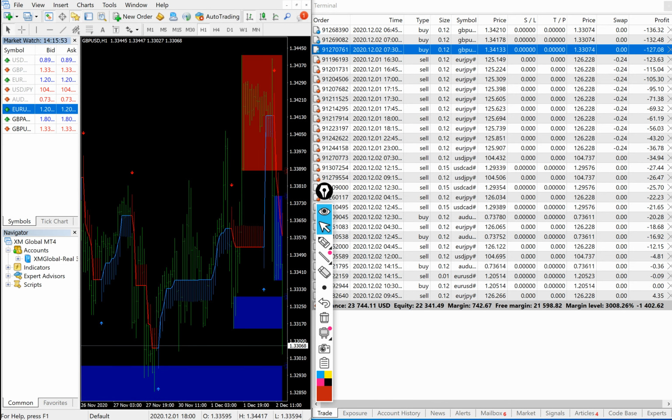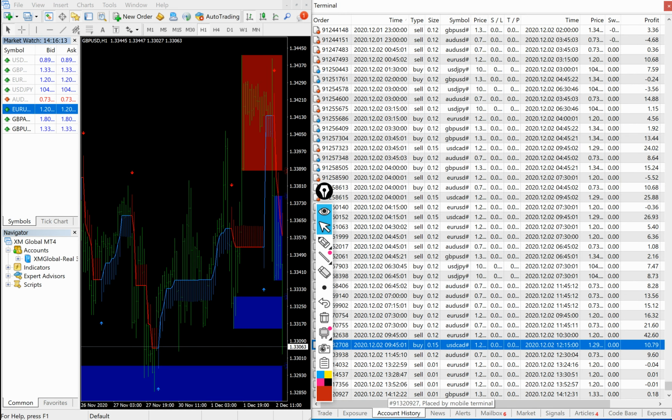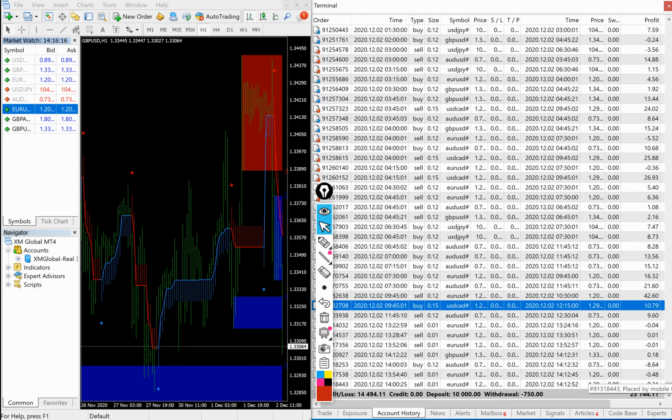with 0.12 here is being placed. 0.01 lot size just now on 12th of December 2020, and a loss of minus $0.10 is going on now. Now I will go into the account history, where you can see that the deposit on the account is $10,000, the profit on the account is $14,500, and the withdrawal is $750.